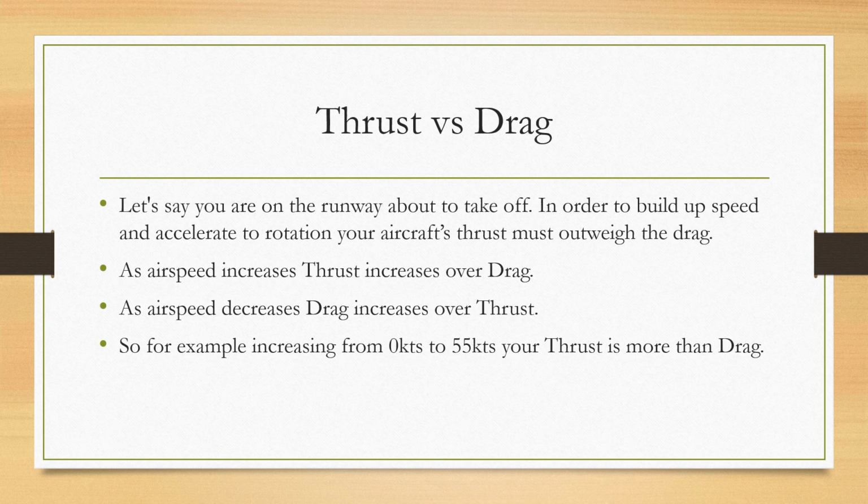The best way to describe this is as airspeed increases, the thrust will be greater than the drag. As airspeed decreases, the drag increases over the thrust. So for example, here we're looking at you're taking off to your rotation speed for a Cessna 172. You're starting at the back of the runway at 0 knots. To increase to 55 knots, your thrust has to be greater than that drag.